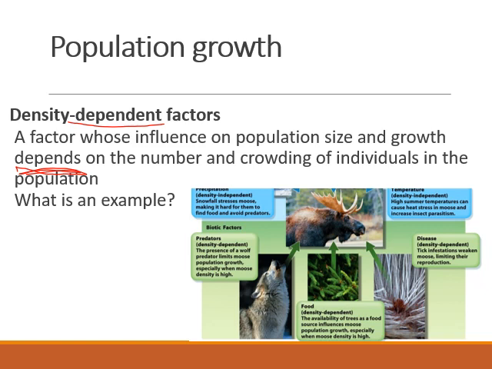So density dependent would be something like predators, right? So the presence of wolf predators limits your moose population growth, especially when moose density is high. So when you've got a really high population density of moose, you're also going to, again, start seeing an increase in wolf populations because they have more food to eat, essentially. So that high population density is basically going to increase predation. Food is also density dependent, right? So the availability of trees as food definitely influences moose population growth, especially when moose density is high. Moose density is high means that there's lots of moose, means that there's not as much food.